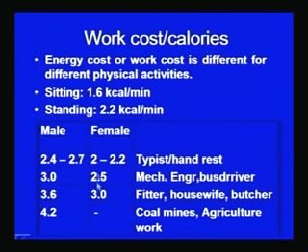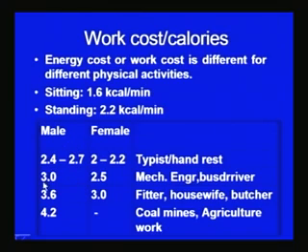Likewise, if we compare male and female when work is carried out in different categories, the energy cost for light jobs like a typist or hands at rest is about 2.4 to 2.7 for male, while for female it is 2 to 2.2. Somewhat more energy is required for works like a mechanical engineer moving around the shop floor or a bus driver controlling the vehicle as desired.